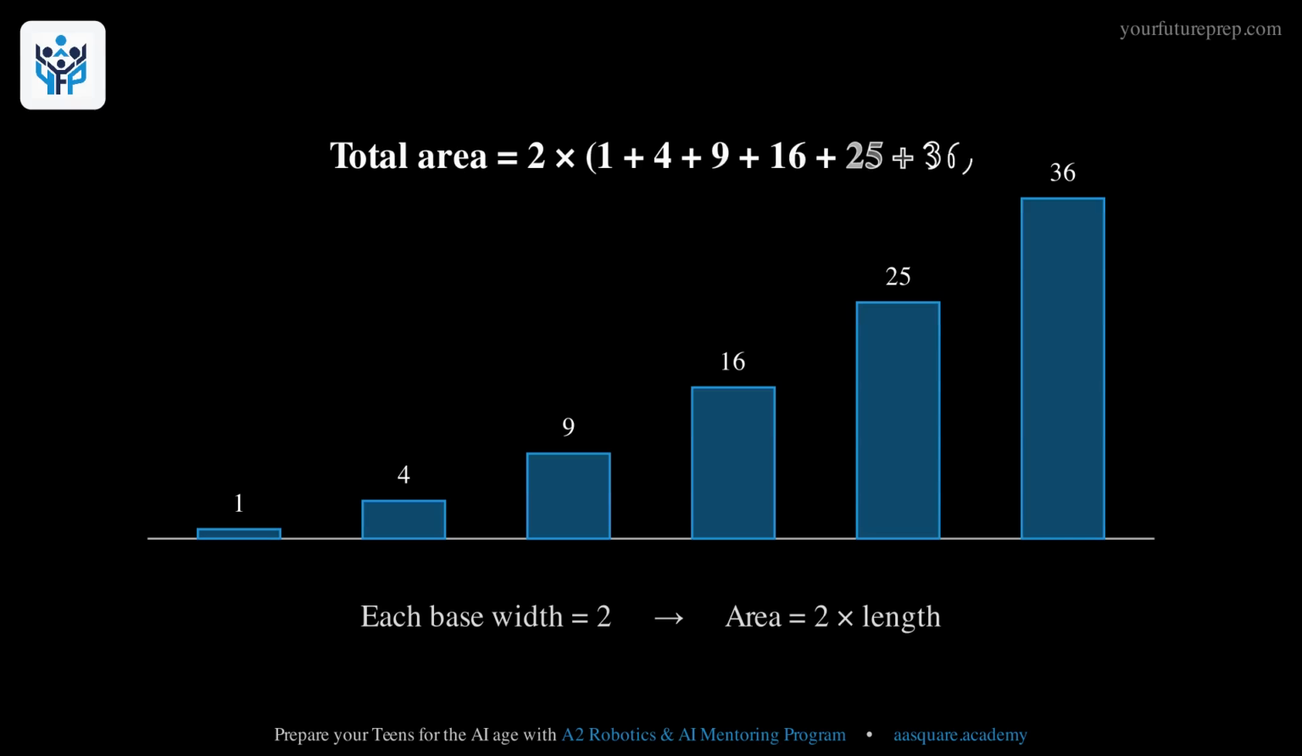The area of a rectangle is base times length. Since every base is 2, each area is just 2 times its length. So the total area is 2 times the sum of all the lengths.